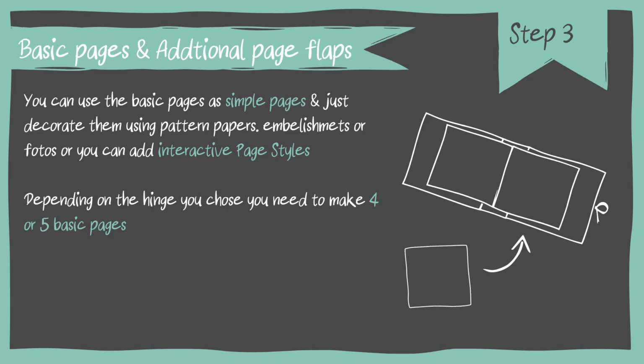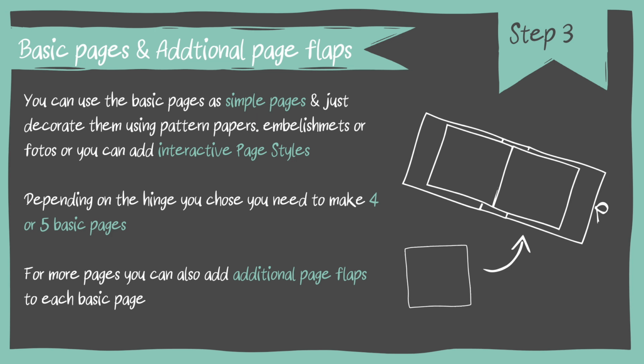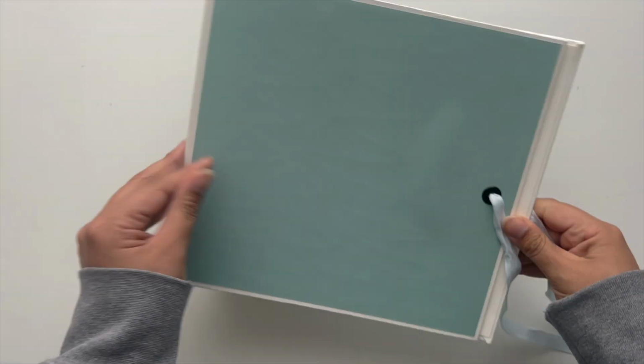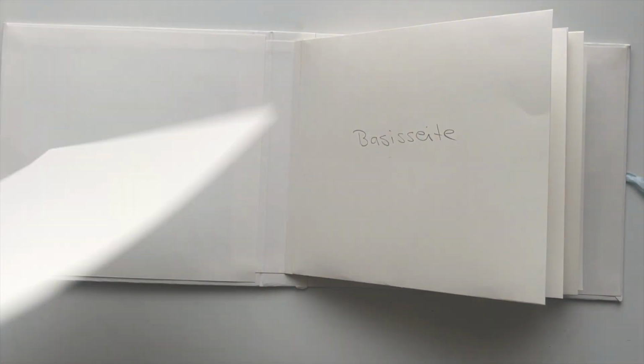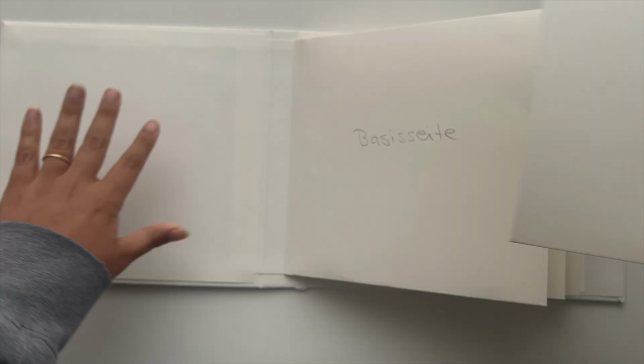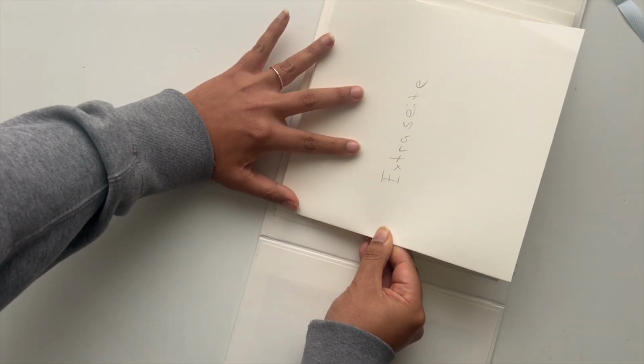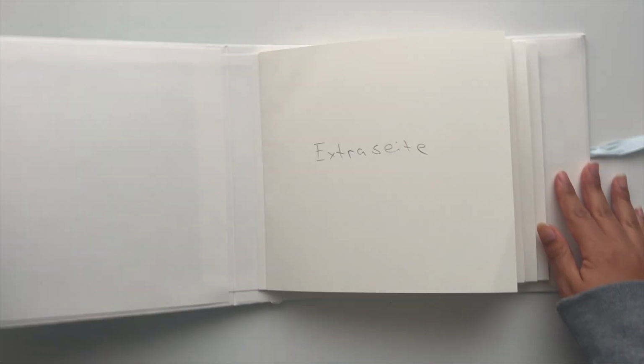So depending on the hinge you chose, you would need to make either 4 or 5 basic pages. And the same applies for the additional page flaps. So for the 4-page hinge, you can actually add up to 4 additional page flaps, but then for the 5-page hinge, you would be able to add 5 more additional page flaps, so 1 to each basic page. And without getting into too much detail here, I just want to mention that a basic page actually consists of 2 cardstock elements, which makes it very sturdy.